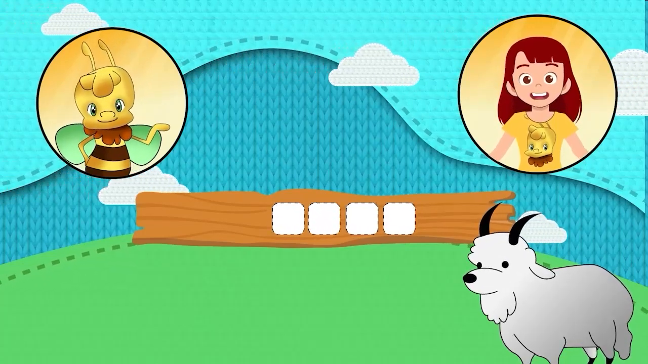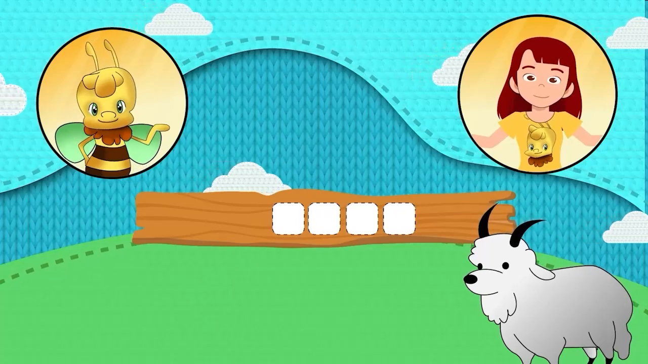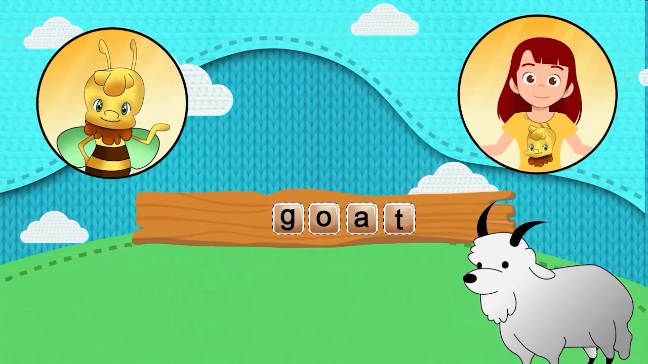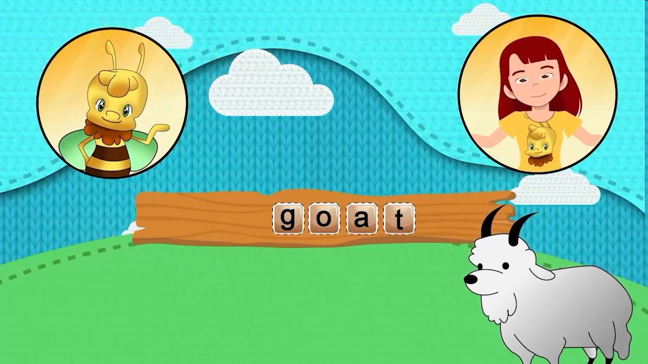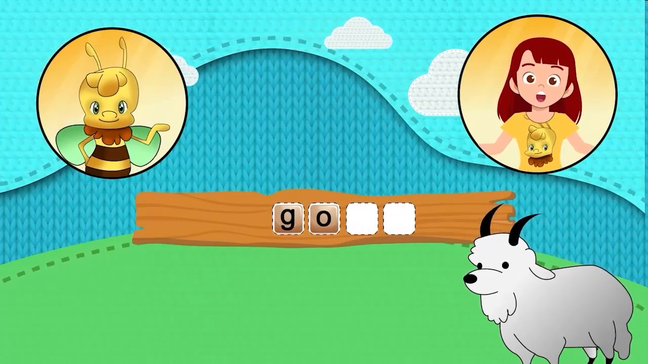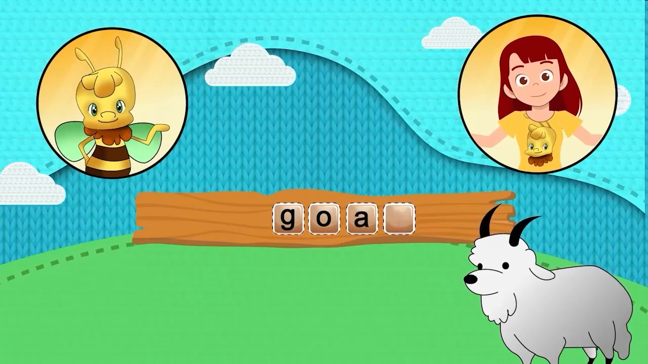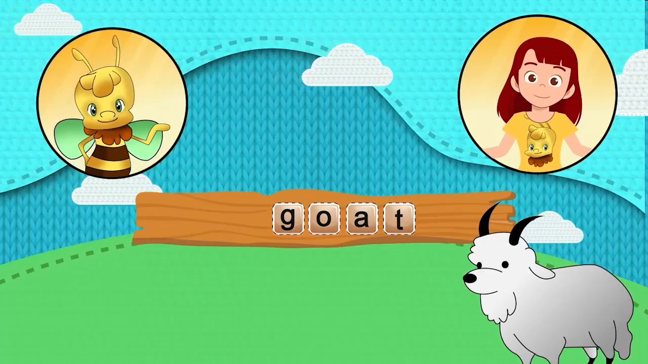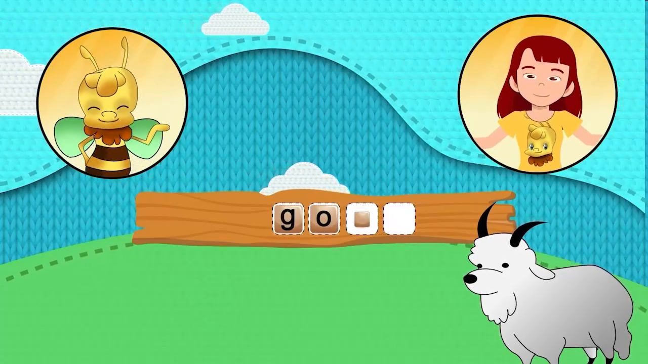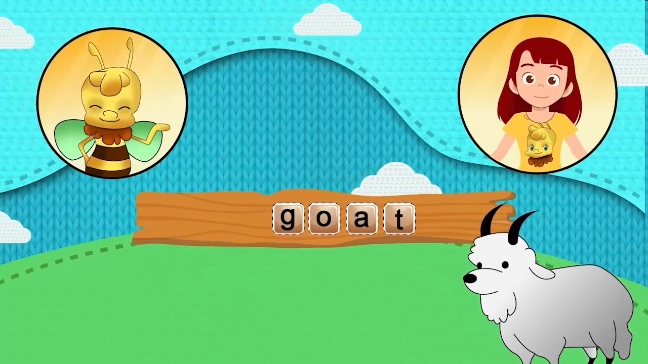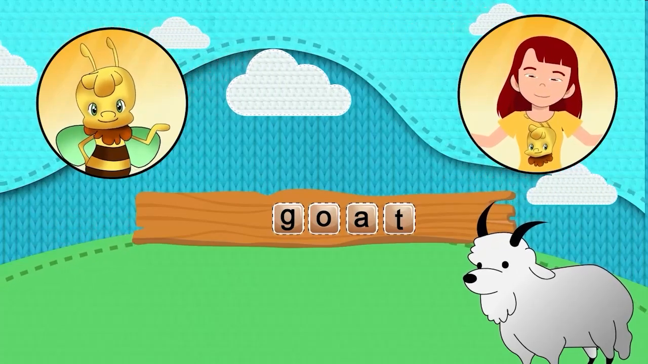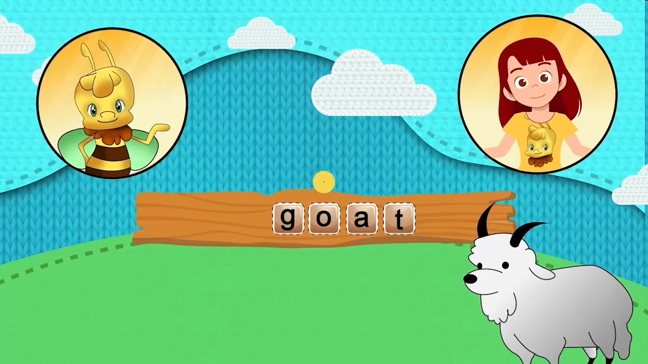Arbee, shall we teach your friends how to spell goat? G. O. A. T. Did you get that? Let's spell goat again. G. O. A. T. One more time. Come on, everyone. G. O. A. T. Thank you for joining us, goat. Your name was the perfect way for us to learn how to say G.